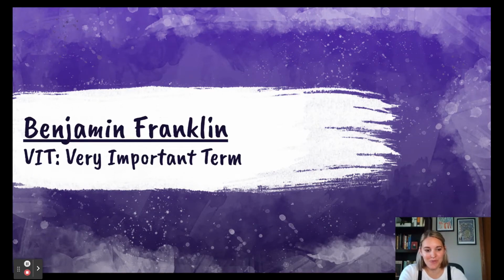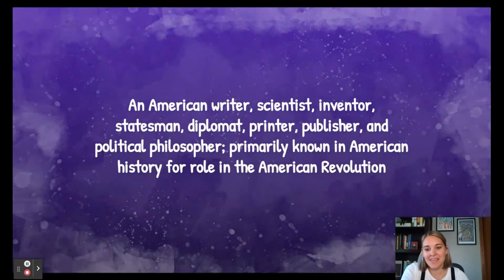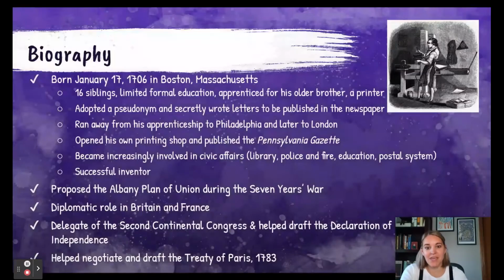We're talking Benjamin Franklin today. He was an American writer, scientist, inventor, statesman, diplomat, printer, publisher, and political philosopher, and is primarily known in American history for his role in the American Revolution.